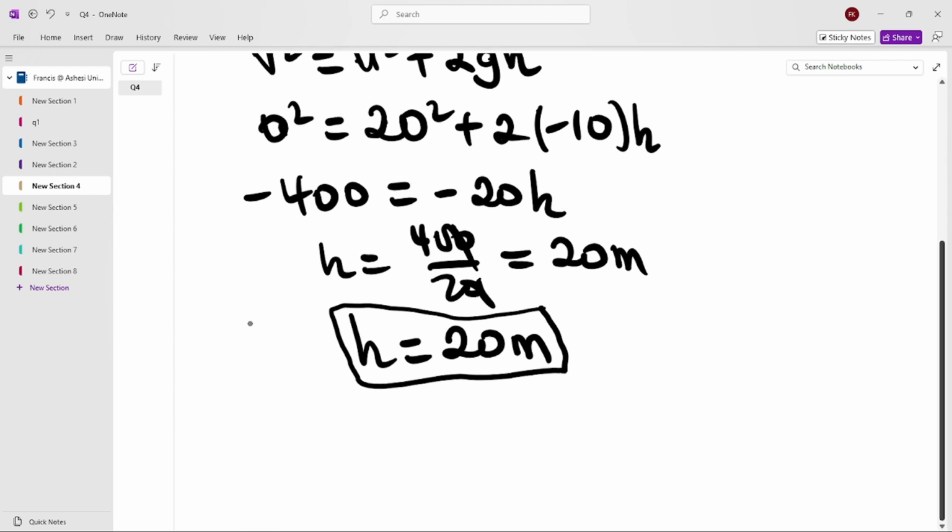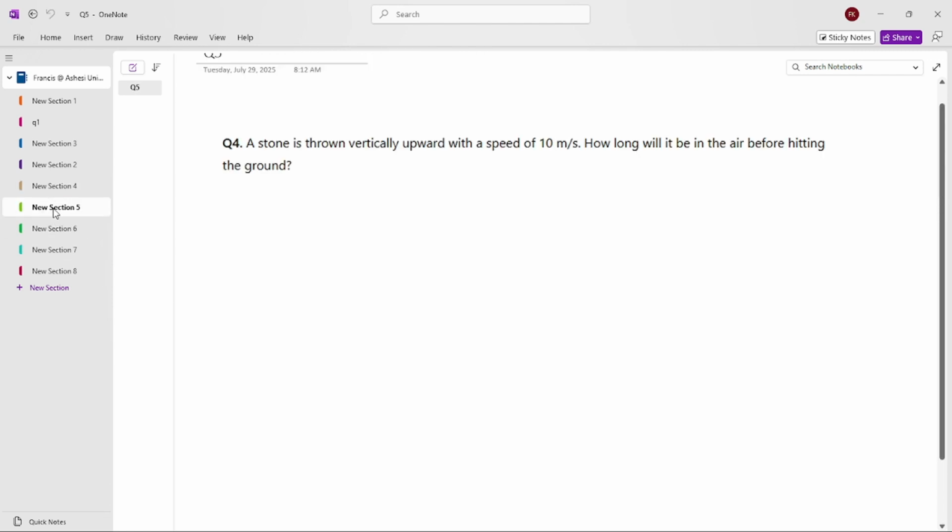So the last question that I have in my package is this one. With the speed of 10, how long will it be in the air before hitting the ground?